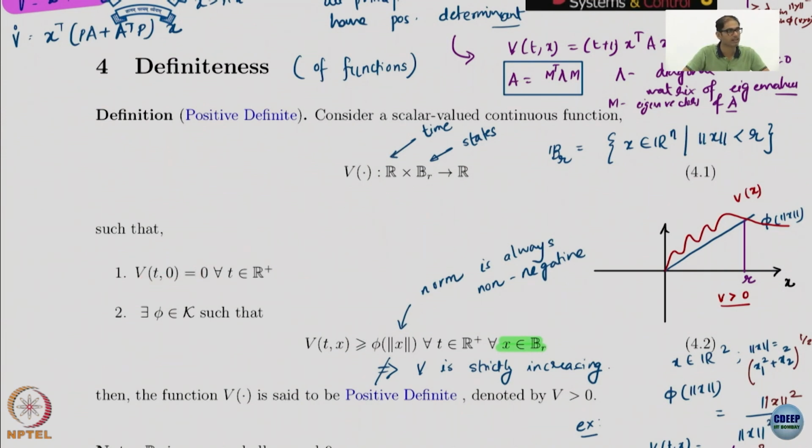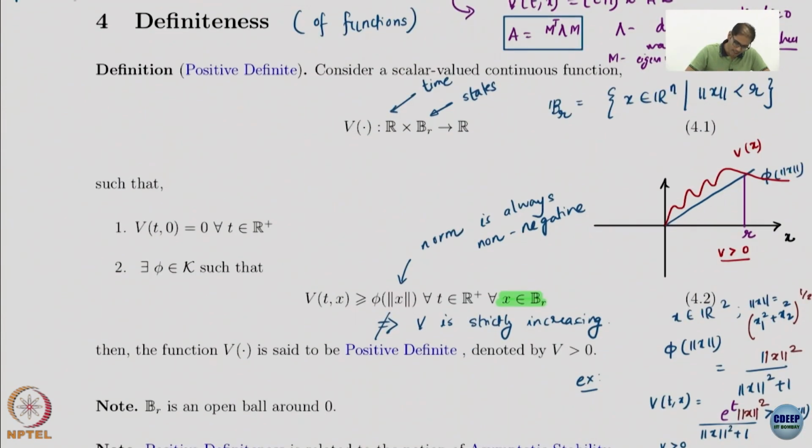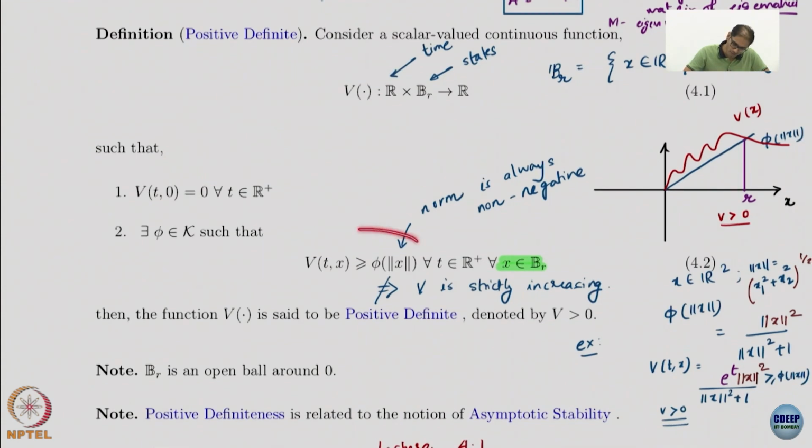It is almost like saying that at equilibrium, if the right hand side of my system is 0, then this function which I am trying to use to analyze the system cannot be non-zero when the states are 0, okay, it does not make sense. So it has to be 0 when the states are 0. There has to exist a class k function phi such that this function dominates phi of norm of x.